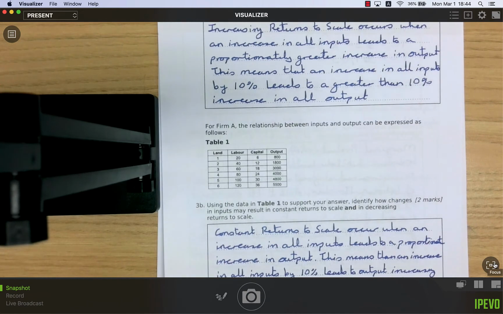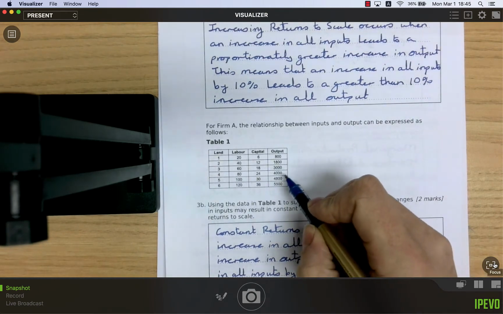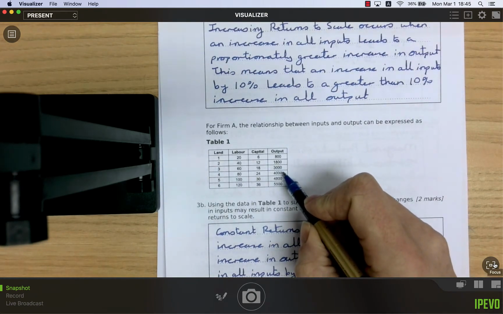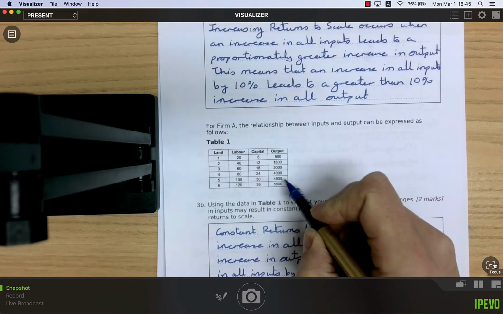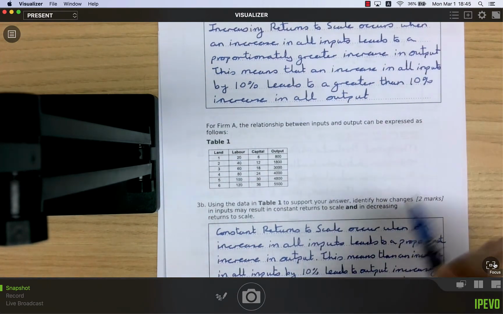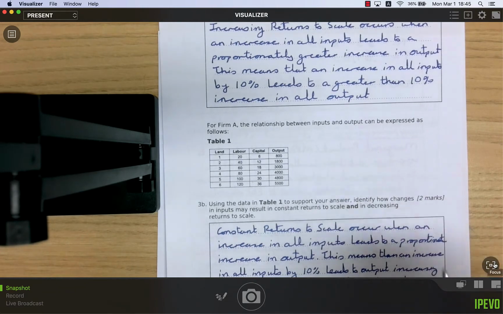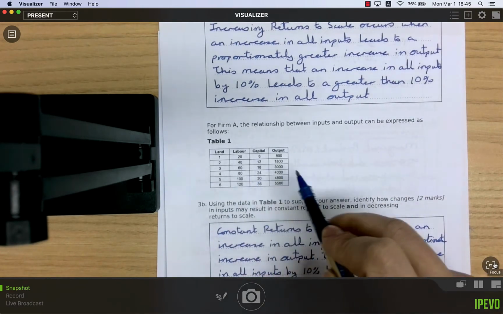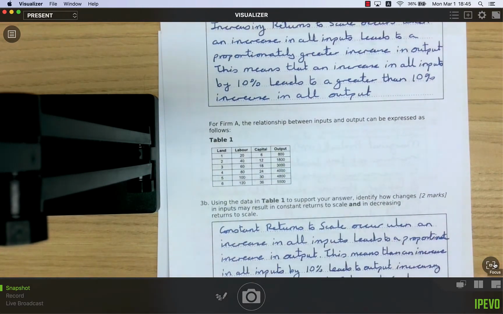All inputs have increased by 25%. But on the other hand, output has gone from 4,000 to 4,800. So that's 800 over 4,000 multiplied by 100 over 1, and that is an increase of 20%. Inputs have increased by 25%, but output has only increased by 20%.